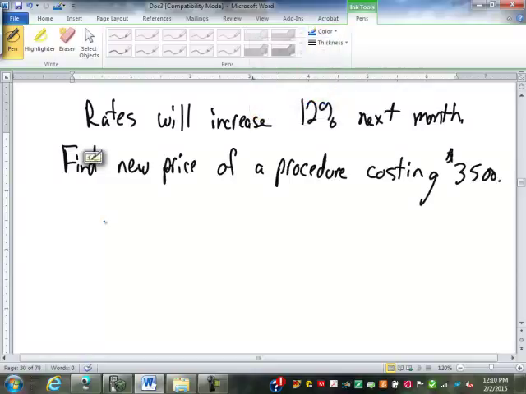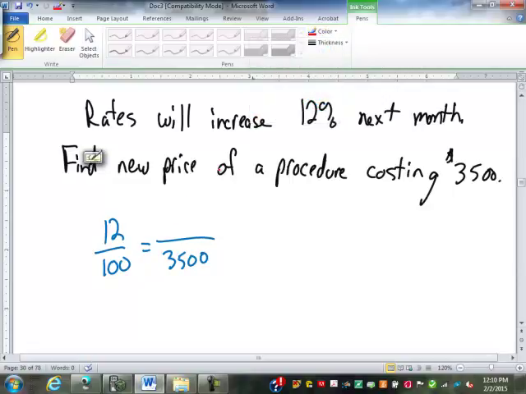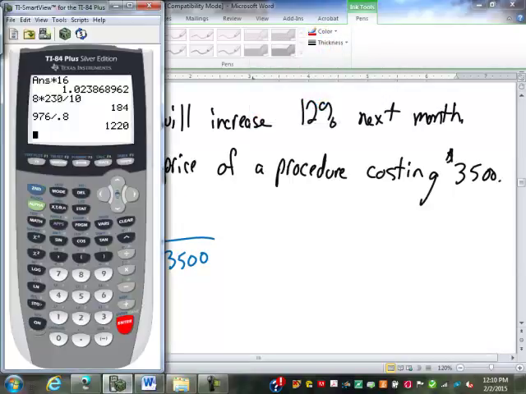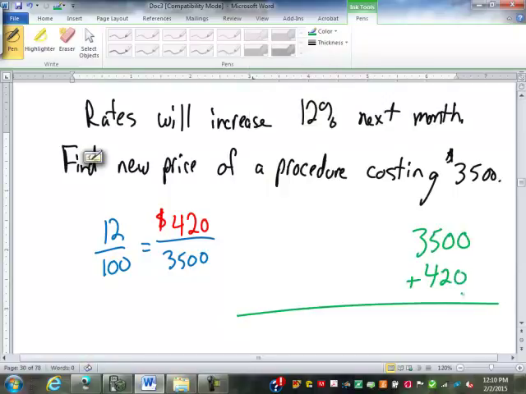So again, just like before, we could find 12%, 12 out of 100, of the $3,500, which is going to give us $420 is the increase in price. But again, we need to find the new price, which would be the $3,500 plus $420, is going to give us $3,920 is the new price.